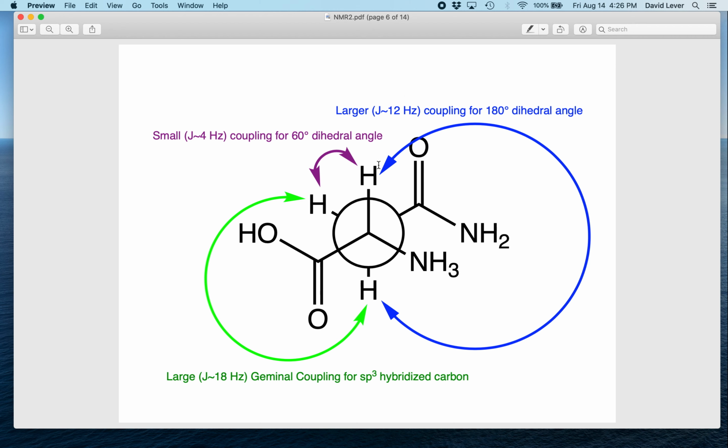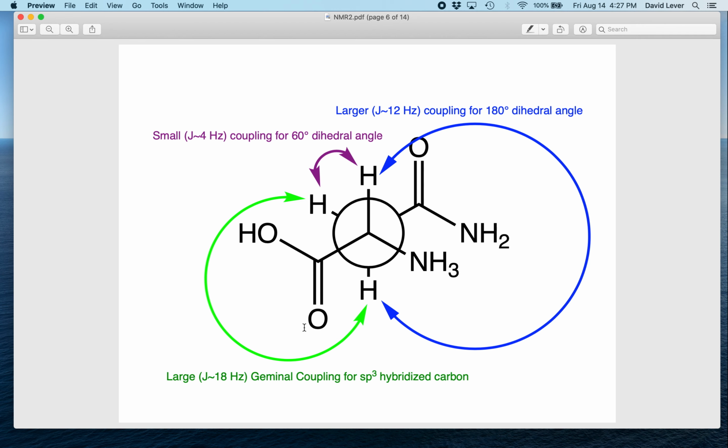We would expect to see a large coupling for the 180 degree dihedral angle, about 12 hertz. We would expect to see a smaller coupling for a 60 degree dihedral angle, a gauche relative orientation, and that's about 4 hertz. And then on an sp3 hybridized carbon, we see a very large geminal coupling, typically around 18 hertz or so, even larger than a trans coupling from the alkene.